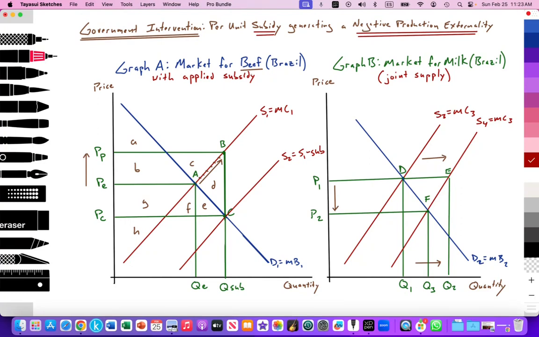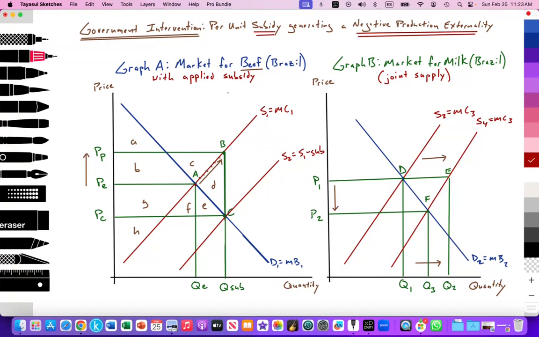In graph A, in the market for beef in Brazil, the government is applying a subsidy. On the y-axis, we're measuring price. On the x-axis, we're measuring quantity. There's a downward sloping demand curve labeled D1 equal to the marginal benefit according to the law of demand. An upward sloping supply curve, S1 equal to the marginal costs of producing beef, which includes land, labor, and capital resources, where S1 equals D1 at point A provides an equilibrium price at PE and equilibrium quantity at QE, a free market equilibrium.